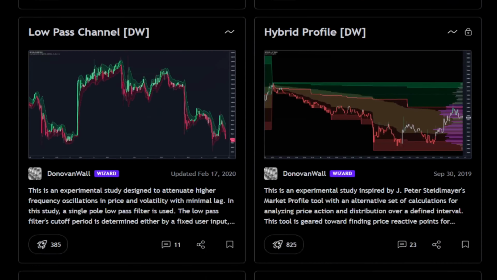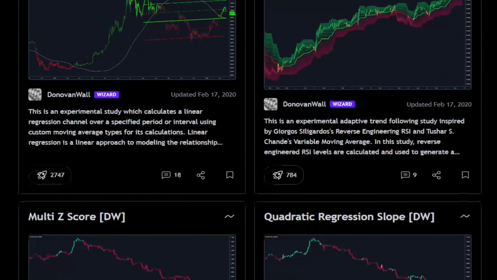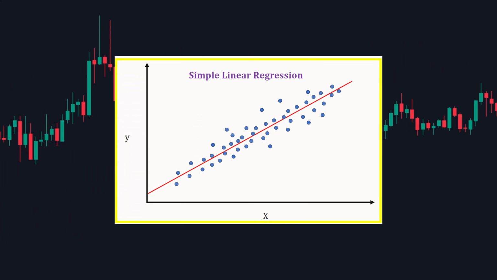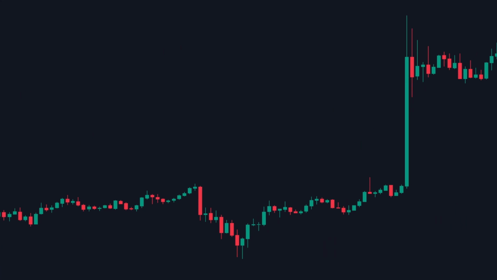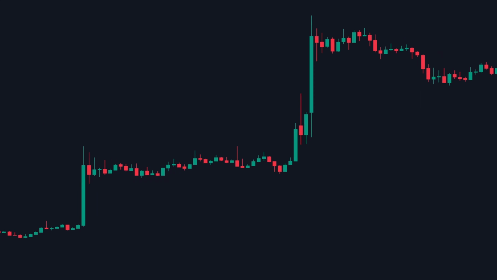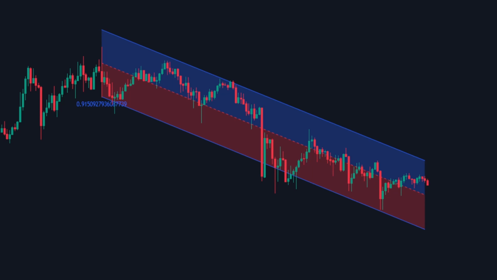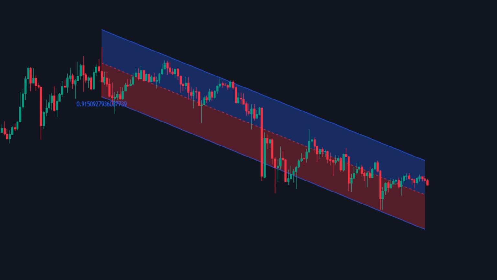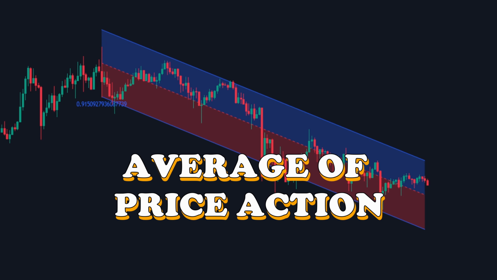Now, let's first understand what a polynomial regression is. In some ways, it is similar to linear regression. If you are not familiar with linear regression, don't worry, I'll explain it to you. In its most basic form, linear regression consists of three lines that form a channel. Essentially, the linear regression line is an average of the price action.